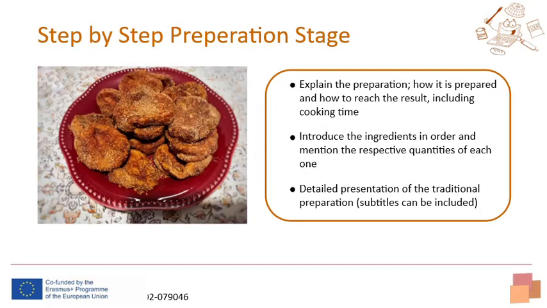Explain step by step the preparation of the ritual dish, from how it is prepared to reaching the end result, including cooking time. The ingredients are fundamental for a recipe, and they should have prominence because they will surely be linked to the territory and to the typical products of the territory. It is important to introduce the ingredients in order and to mention the respective quantities of each one. Finally, detailed presentation of the traditional preparation, and subtitles can be included.